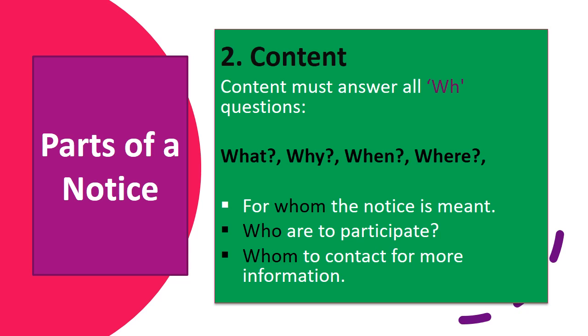So here all WH questions like what is going to happen, why that event is organized, on what occasion, when will it take place, where is it going to take place, for whom the notice is meant, that is the target audience, and who are to participate and whom to contact for more information. So each and every thing should be clear in the content part. Date of the event, time, venue, everything you must write.